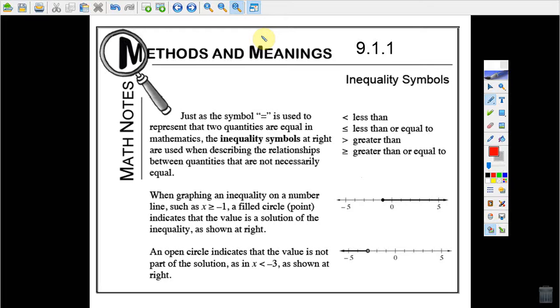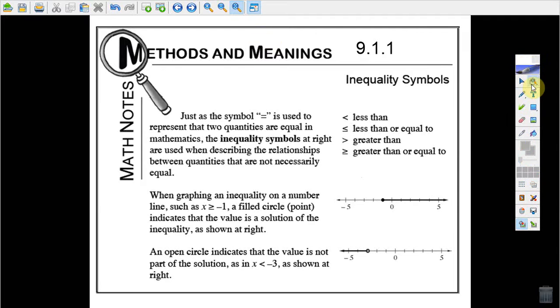Alright guys, welcome back. We're looking at section 9.1.1, inequality symbols. Just a quick review of all the different inequality symbols so that we're on the same page as we do this section.